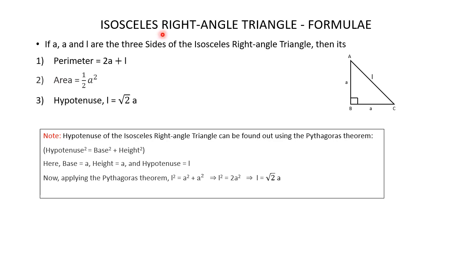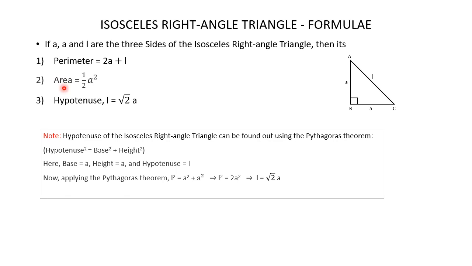Let's now look at a few formulae of an isosceles right angle triangle. Now we know that in an isosceles triangle, two sides are equal. So let each of those sides be equal to A. Let the third side be equal to L. So if A, A and L are the three sides of the isosceles right angle triangle, then its perimeter would be equal to A plus A plus L, which is nothing but 2A plus L. So perimeter of an isosceles right angle triangle is equal to 2A plus L.